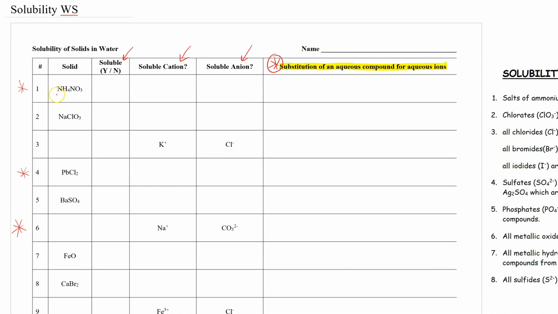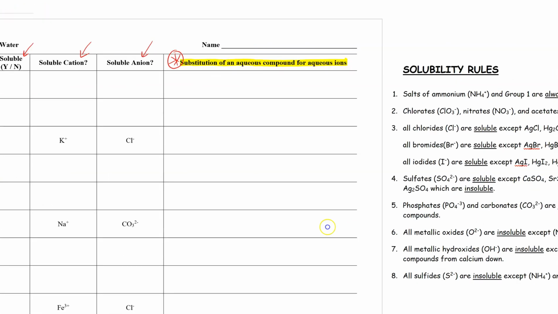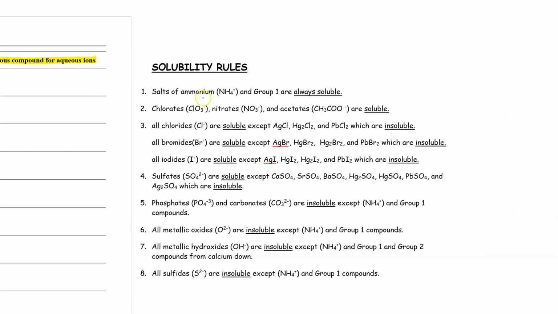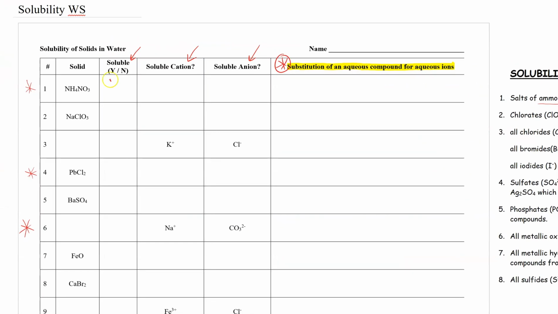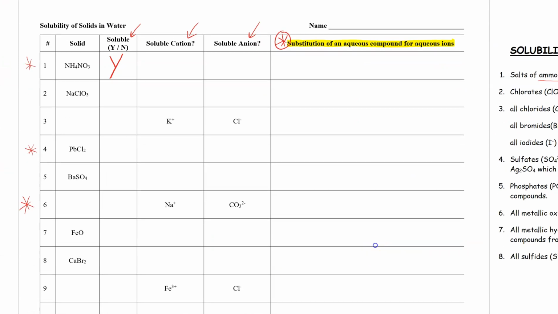Number 1, we have ammonium nitrate. Let's look at the solubility rules. Salts of ammonium are soluble. I can stop there. This is soluble.